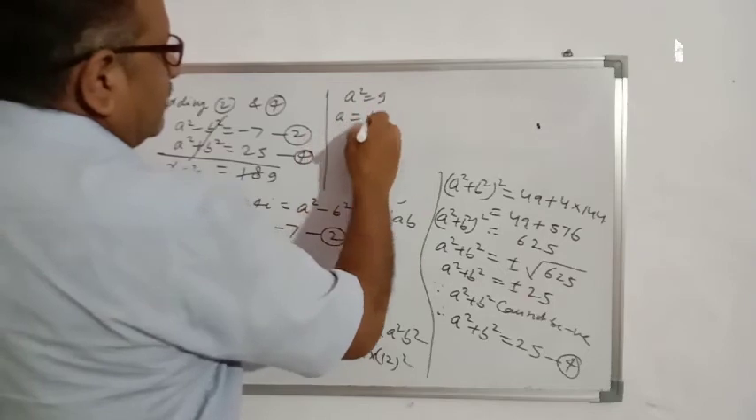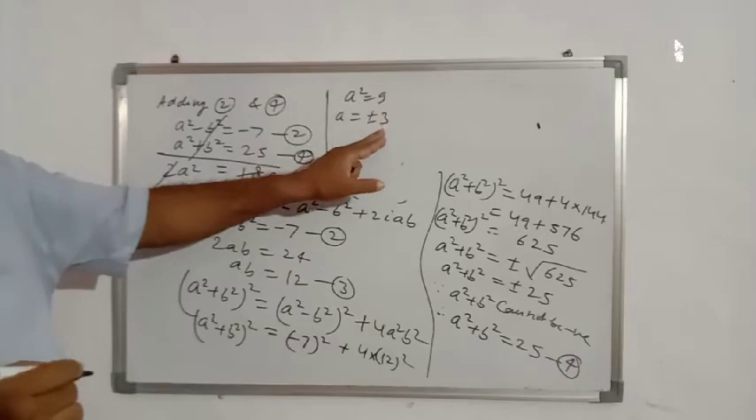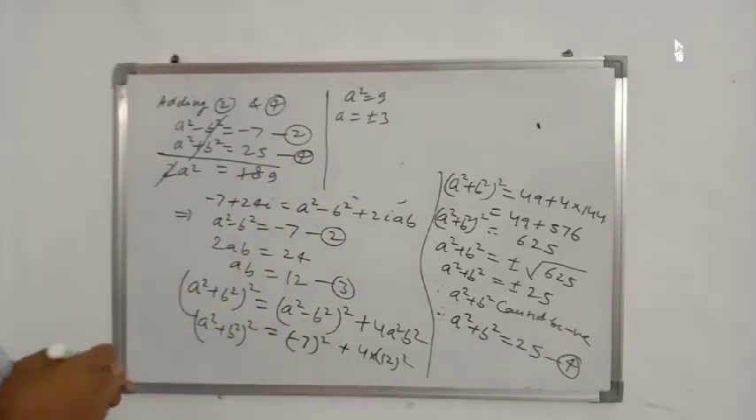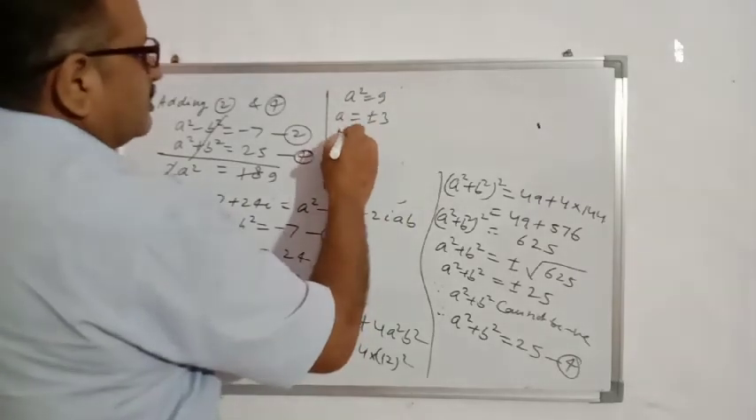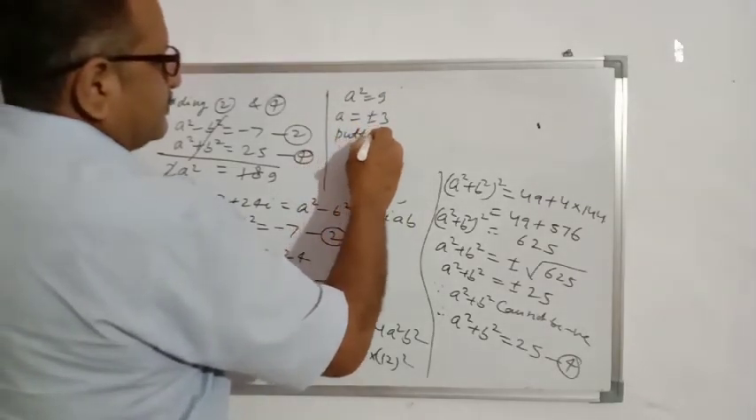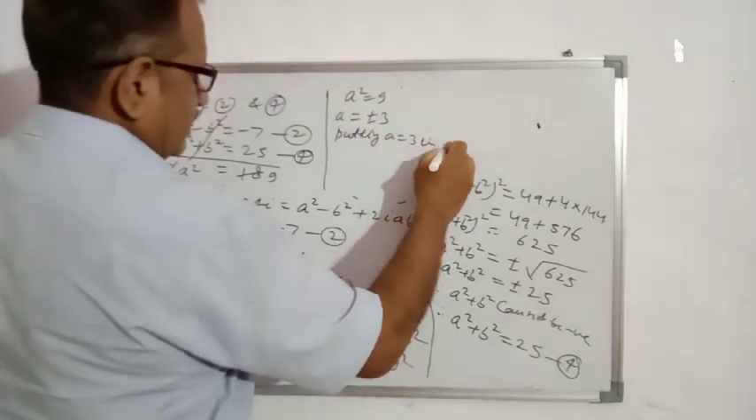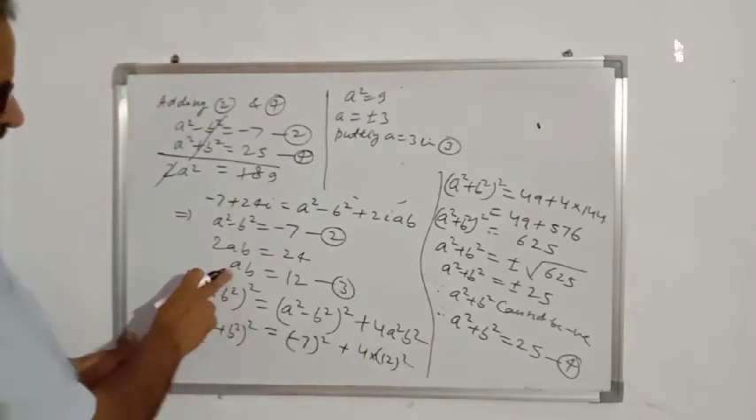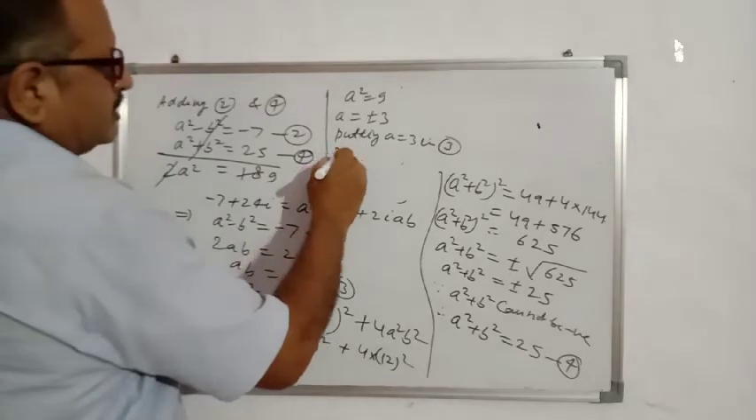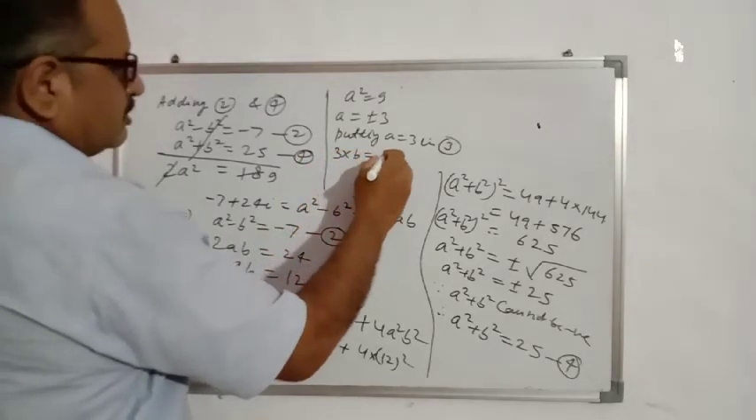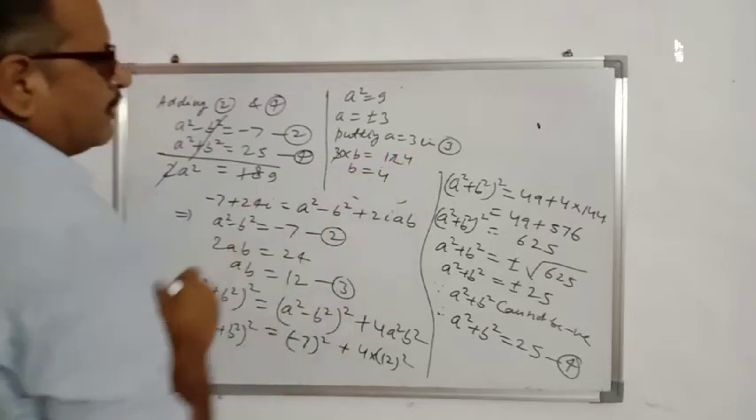What will be a? Plus minus 3. A square is 9, so a will be plus minus square root of 9. Putting a is equal to 3 in third, what will we get? B. So 3 into b is equal to 12. 3 4s are 12. B is equal to 4.